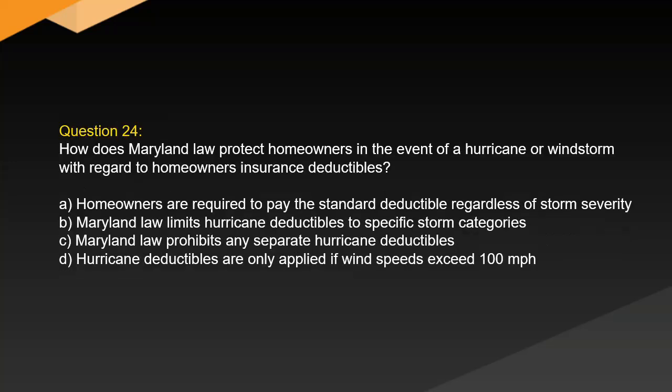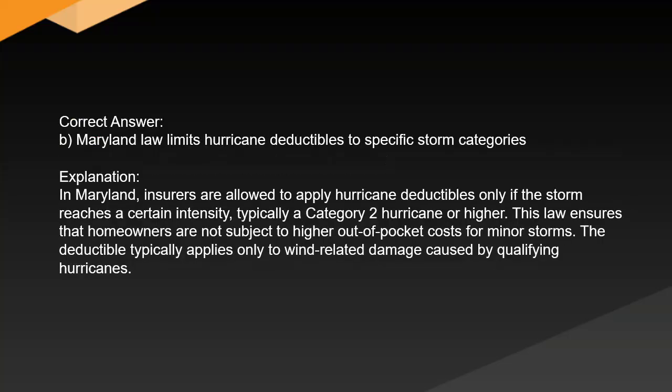Question 24. How does Maryland law protect homeowners in the event of a hurricane or windstorm with regard to homeowners insurance deductibles? A. The homeowners are required to pay the standard deductible regardless of storm severity. B. Maryland law limits hurricane deductibles to specific storm categories. C. Maryland law prohibits any separate hurricane deductibles. D. Hurricane deductibles are only applied if wind speeds exceed 100 miles per hour. Correct answer: B. Maryland law limits hurricane deductibles to specific storm categories.